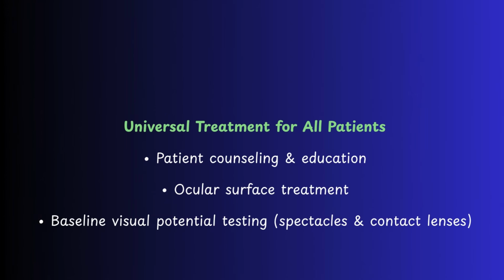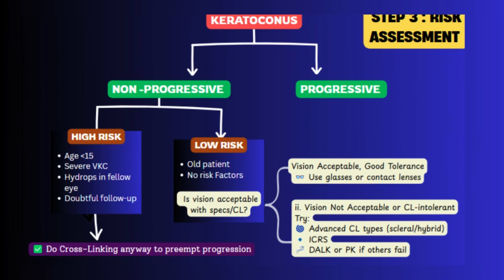Alright, to summarize, every patient of keratoconus deserves a universal initial approach, proper counseling, education, thorough ocular surface treatment, and baseline visual acuity potential testing with both spectacles and contact lenses if possible. From there, we divide the algorithm into two major pathways based on the progression. Non-progressive keratoconus, here visual rehabilitation becomes the mainstay of treatment, using options like glasses, soft toric lenses, rigid lenses, hybrids, scleral lenses. It all depends upon the level of irregularity, vision, and quality. Also, you might have to resort to penetrating keratoplasty and DALK as well.